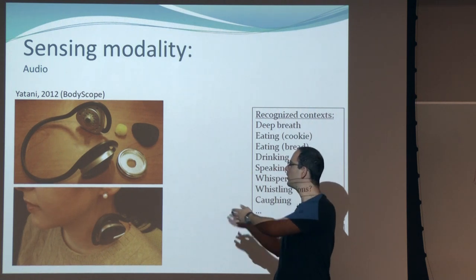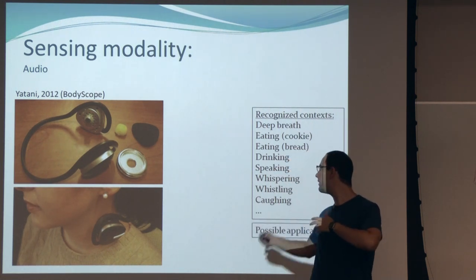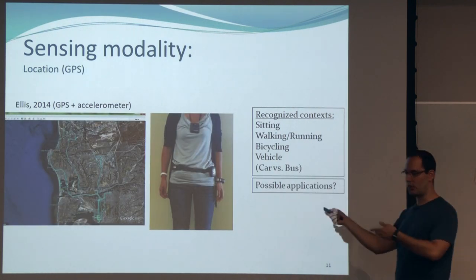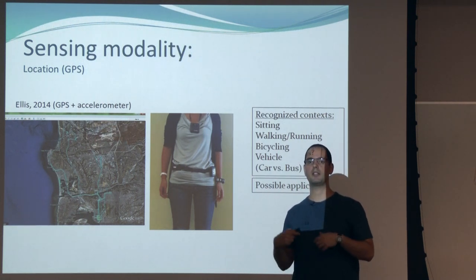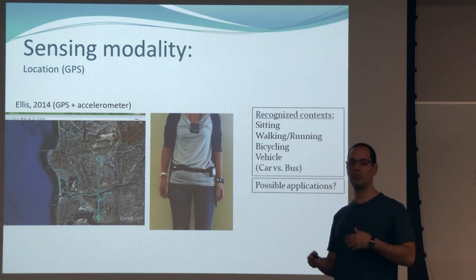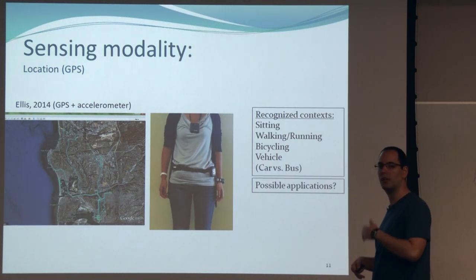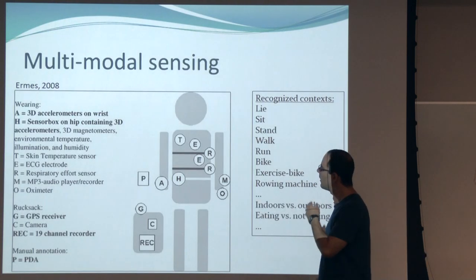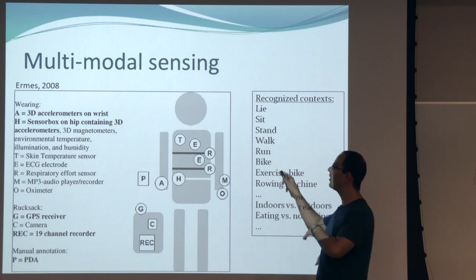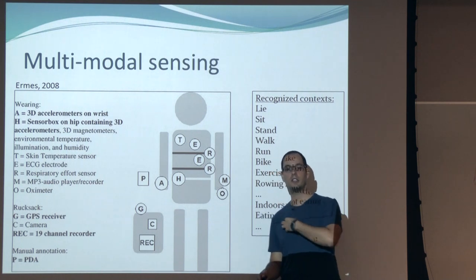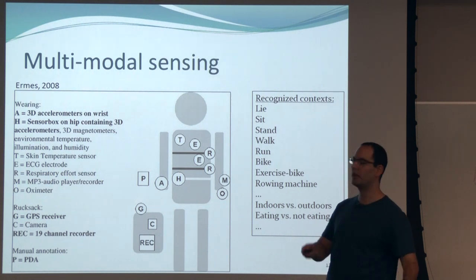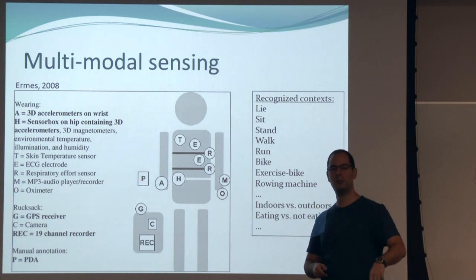Other sensing modalities, I'm just going to give brief examples. Audio, for example, in this work, they had a microphone on the neck sensing all kinds of bodily sounds. And this work by Kat Ellis, who I mentioned before, where they used both accelerometer and location, GPS, to track people's not only locomotion, walking or running, but also if they're in a vehicle, in a bus. And this work by Hermes, where they really pushed it forward and had this system with many different modalities, including skin conductance and skin temperature, and accelerometer and magnetometer, and a briefcase with audio recording and GPS.